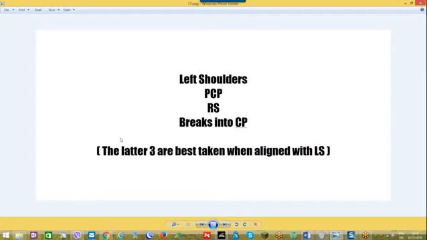Of course it is. So the latter three are best taken when aligned with left shoulders. Absolutely, we want to have our left shoulders there, and we want to have as many of them as we can, so that we have an idea that this level worked many times in the past.